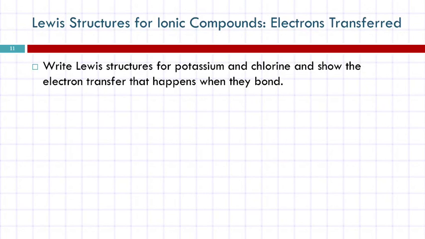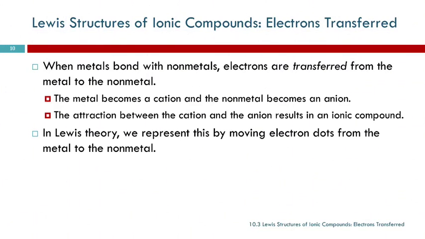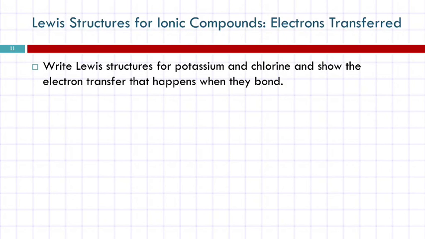So let's look at that. We're going to look at potassium and chlorine and see how they could transfer electrons to get octets. So let's start with the Lewis structures for potassium and chlorine.